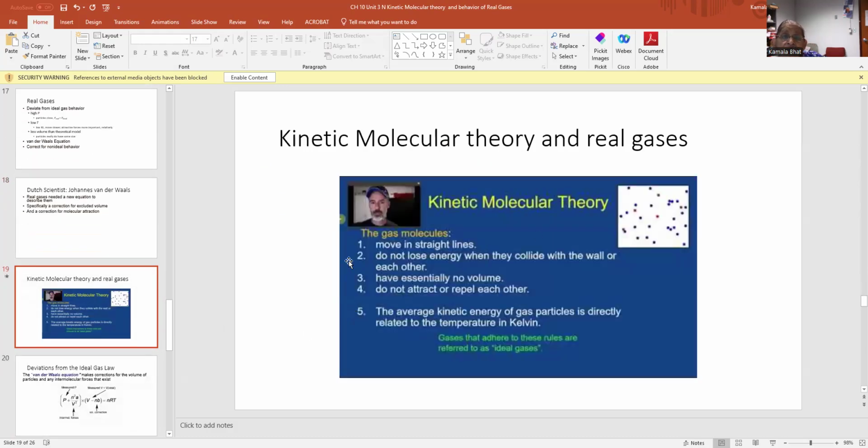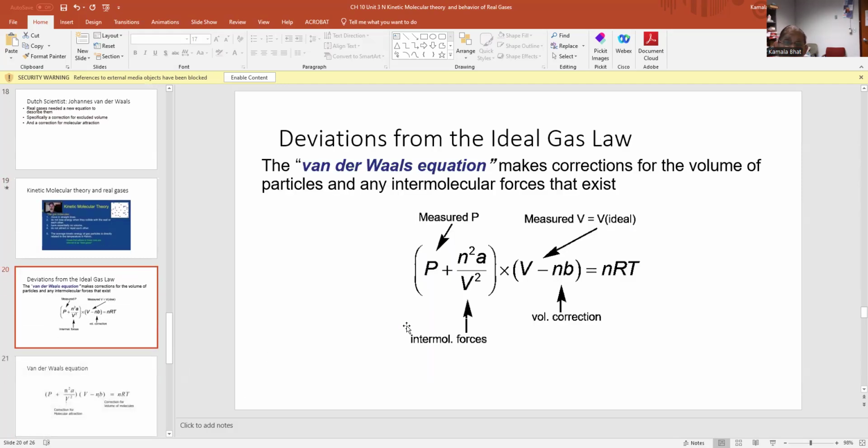And therefore, the kinetic theory of gas molecules: gas molecules move in straight lines, do not lose energy when they collide with the wall or with each other, have essentially no volume, and do not attract or repel each other. The average kinetic energy of a gas particle is directly related to the temperature in Kelvin. Gases that adhere to these rules are referred to as ideal gases.